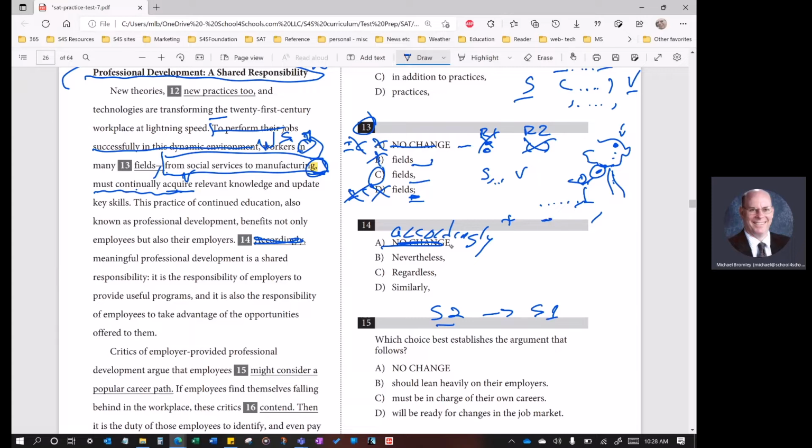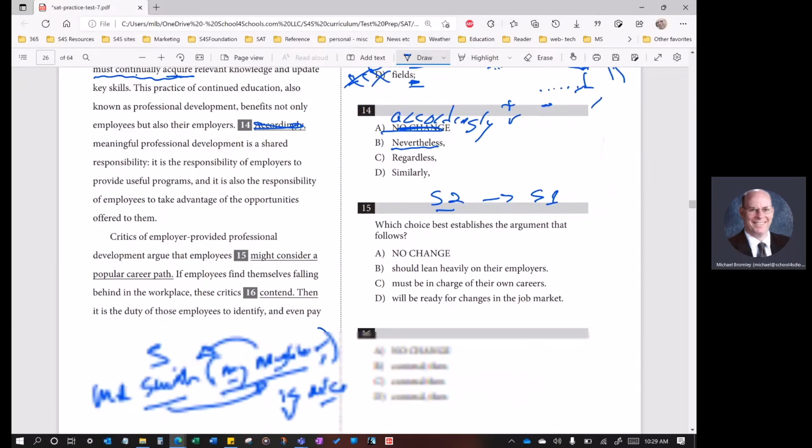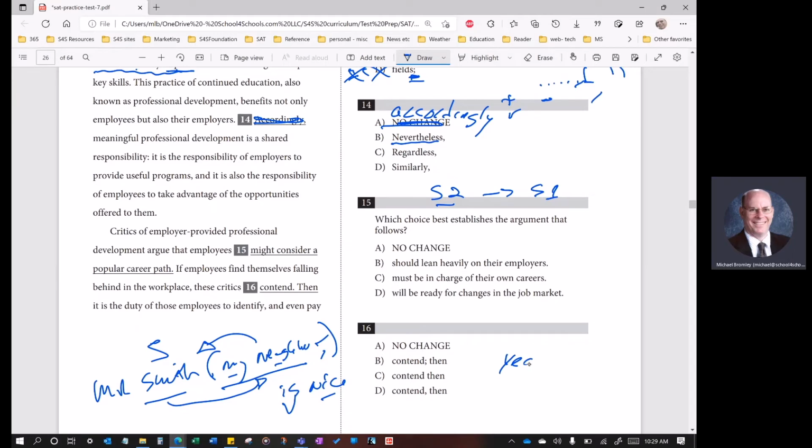So if it's positive, I look at accordingly. Accordingly is a positive transition, isn't it? Accordingly means, well, therefore. It's kind of like drawing a conclusion. You're saying because of this, then that, accordingly. Nevertheless, get to know this one if you don't know it. Nevertheless means, yeah, but. That's what nevertheless means.